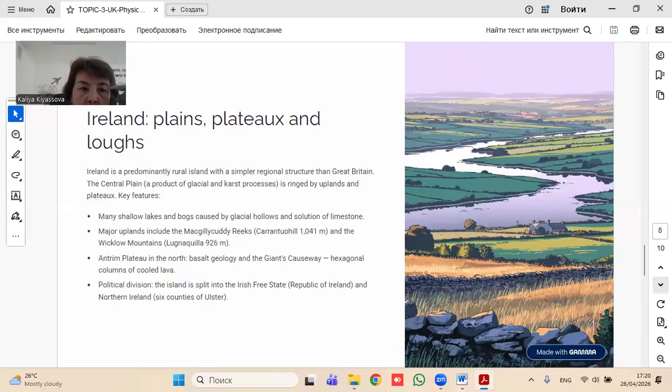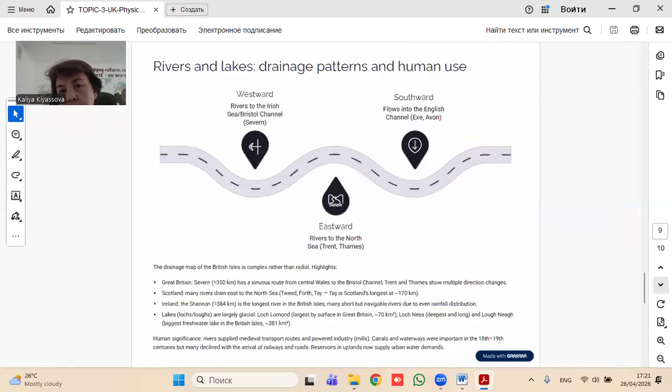Major uplands include the Macgillycuddy's Reeks, Cardinal Lee, and the Wicklow Mountains. Antrim Plateau in the north has basalt geology, and the Giant's Causeway has hexagonal columns of cooled lava. Political division: the island is split into the Irish Free State, the Republic of Ireland, and Northern Ireland, six counties of Ulster. Do you know? Have you ever heard about it?